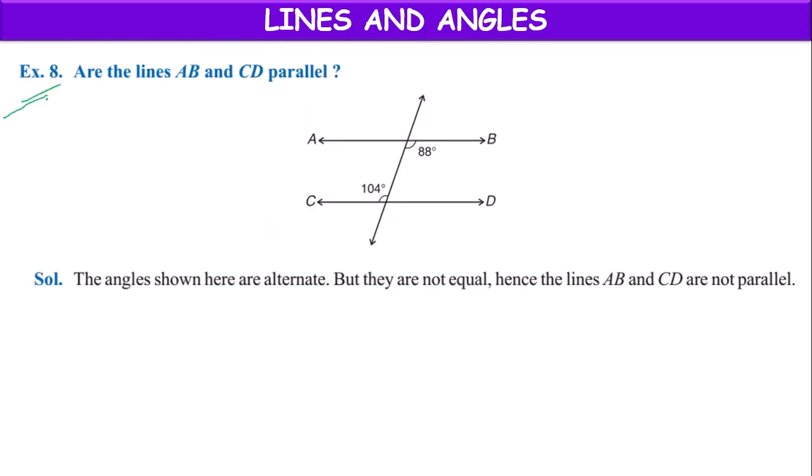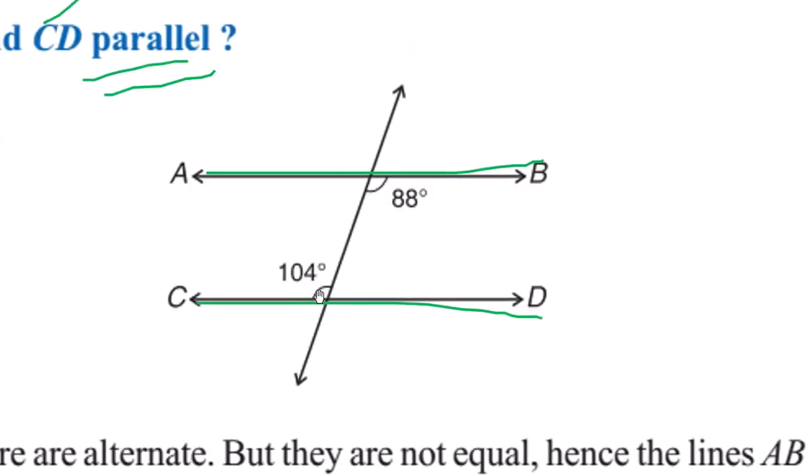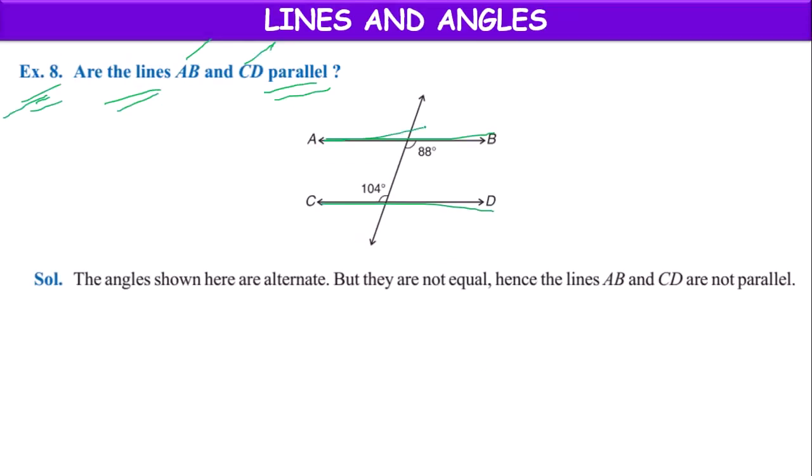Next, example 8. Are the lines AB and CD parallel? We have to check whether the lines AB and CD are parallel or not. In the figure, they have given this angle as 104 degrees and this angle as 88 degrees. These are the two lines, and this line is intersecting both the lines at two different points. So this is a transversal. This line below, this line above, transversal on opposite sides.